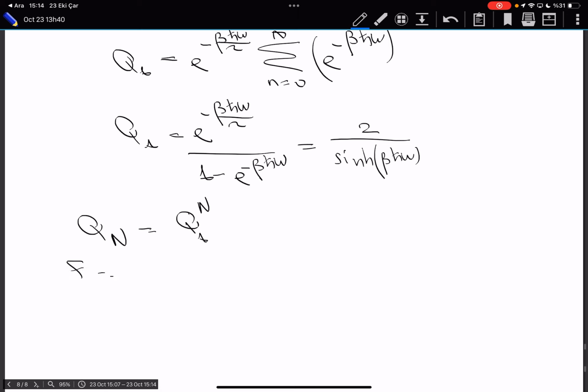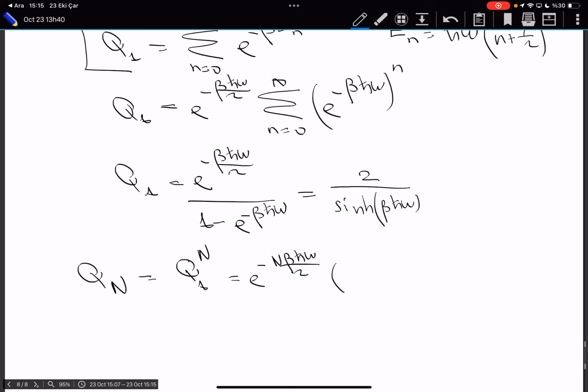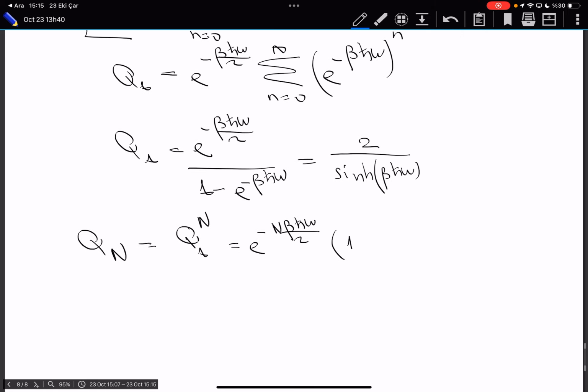The free energy is minus kT. Now let me just continue along that line. Qn is Q1 to the power n, which will be e to the power minus n beta h bar omega over 2, times 1 minus e to the power minus beta h bar omega raised to the power minus n. This is my Q1.